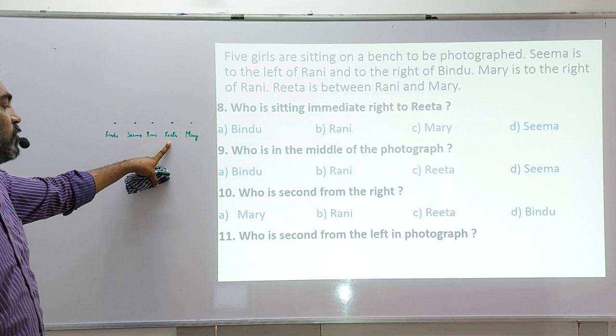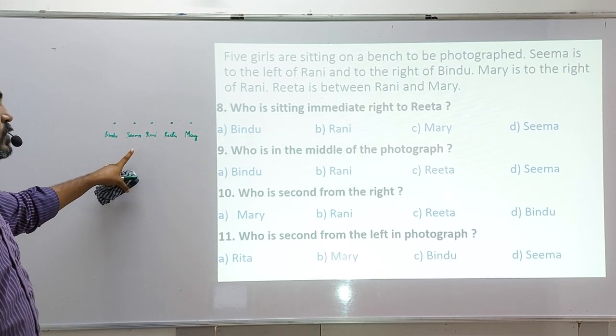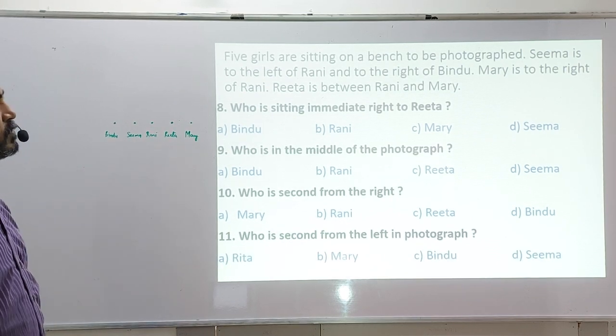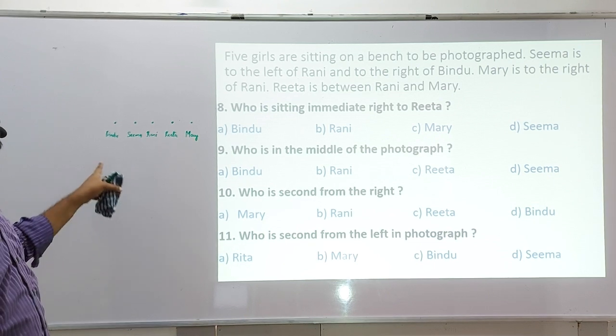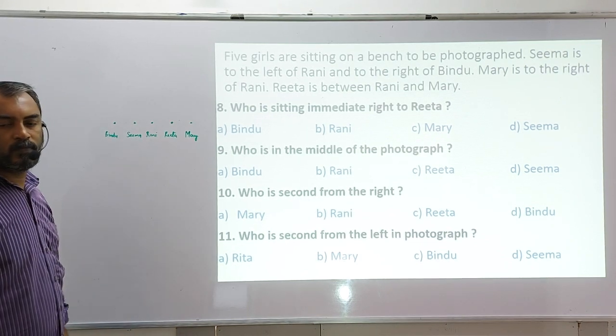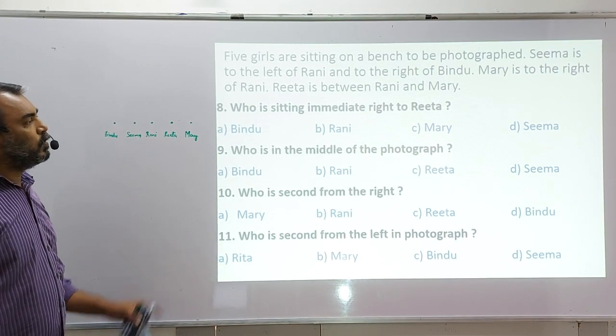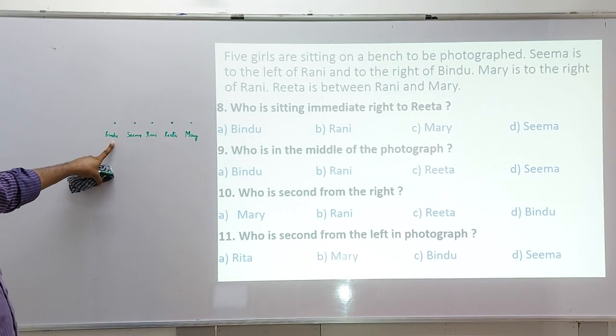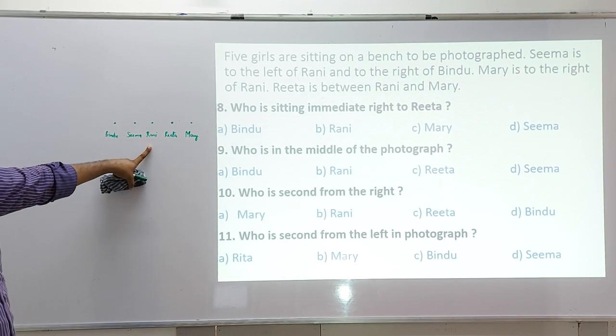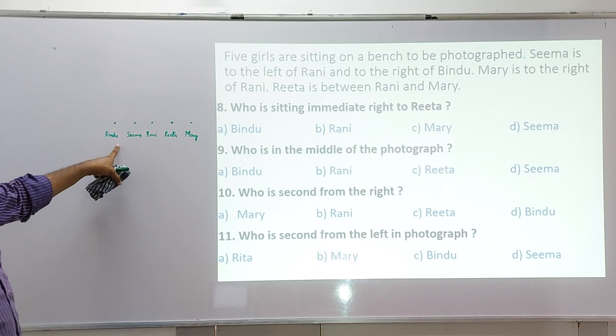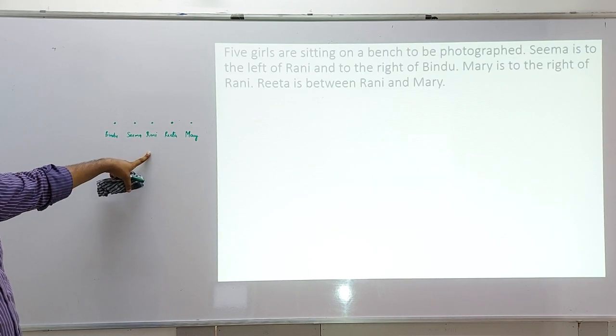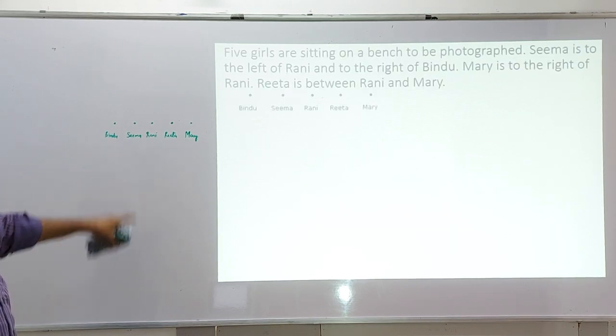And who is second from the left? Then we should have Seema as second from the left. So these 4 questions are based on the seating arrangement. Now, you can think it over. Again, according to instructions, I have written it down. I have got 4 questions based on the seating arrangement. So first the question, and now let us check a diagram.